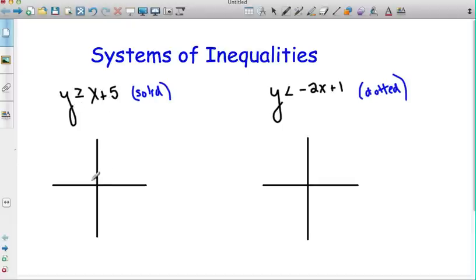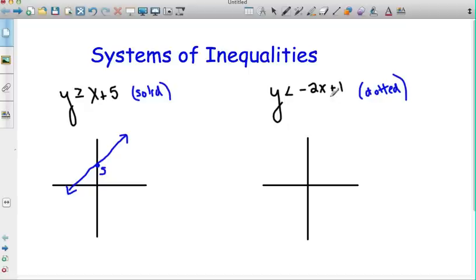Alright, so now we just go back to what we know about equations and graph it as if it was an equation. I know that it's going to be crossing at 5 right here, and that my slope is just 1. So it'll look something similar to this. There we go. So I've graphed y equals x plus 5.